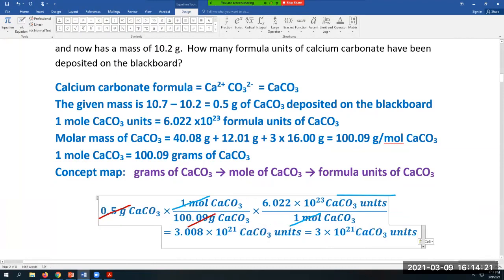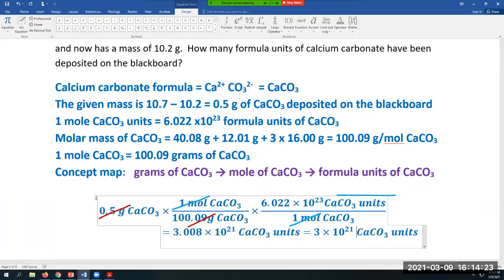Okay, so be very careful because the calculator cannot show this kind of number without using the scientific notation. So it shows you the decimal part, but it's up to you to look on the right side of the screen of your calculator and see that there is a times 10 to the 21 there. So do not forget to report that because otherwise your value will be completely wrong. And so that's the value, 3 times 10 to the 21 calcium carbonate units, and that's what you have on the board when you leave 0.5 grams of chalk on the board.